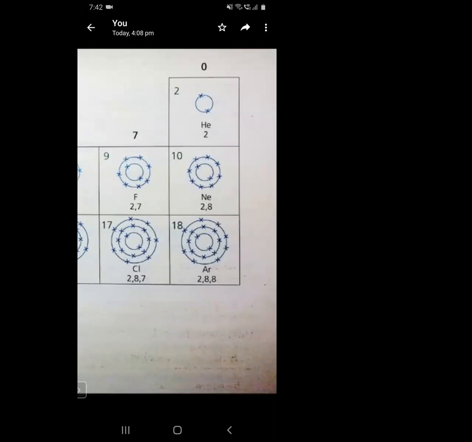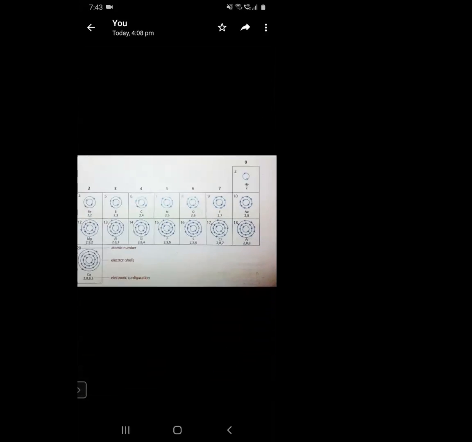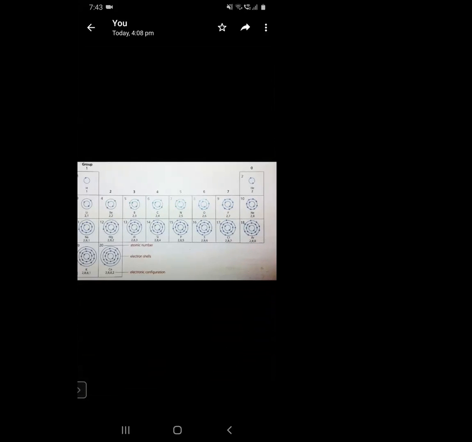And we know that the second shell can have a maximum of 8 electrons. You cannot have more than 8. Okay, so in order for an atom to be stable, it has to have 8 electrons in its outermost shell. And of all these atoms that we are looking at right now on the screen, you can see that only group 0 has 8 electrons in its outermost shell. Okay, the rest of them have less than 8.